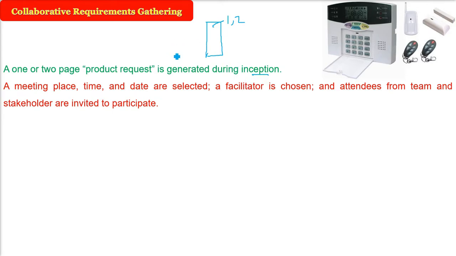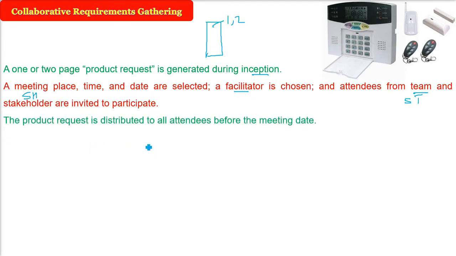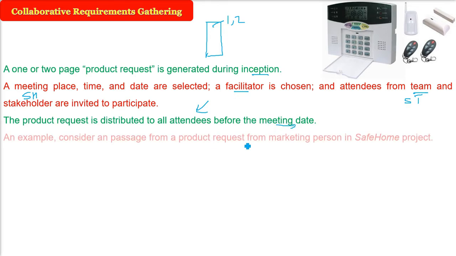First we have to decide the meeting place, time and date. Then who will be the chairperson, that is the facilitator, who will attend from the team, and which stakeholders are going to be invited. All the people who are invited will be given this product request, which has to be generated before the meeting can commence. Okay, so the product request is now with everyone.